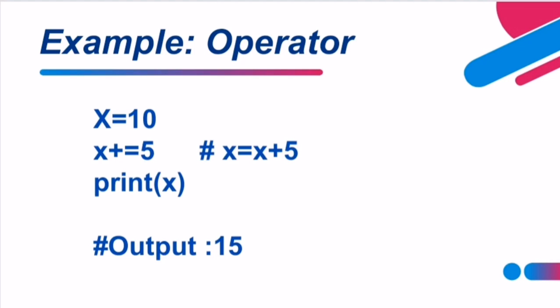Here you can see an example of the assignment operator: x equal to 10 and x plus equal to 5. This is x equal to x plus 5, and if I print x, it will give the output 15.